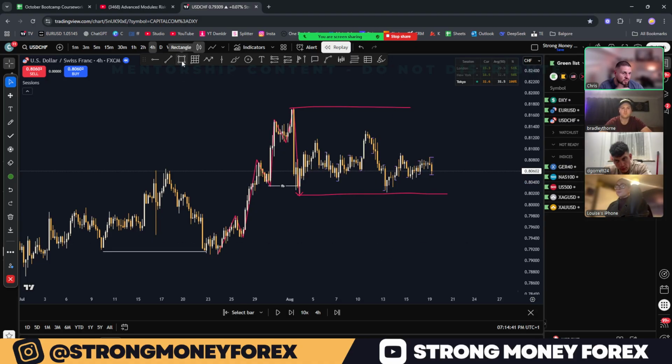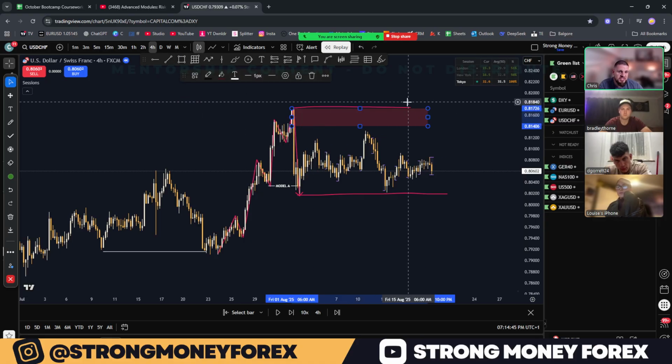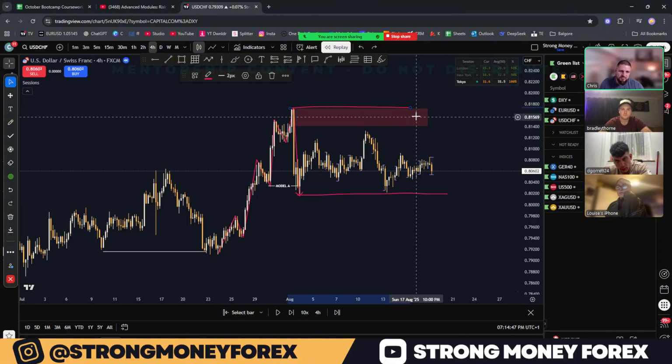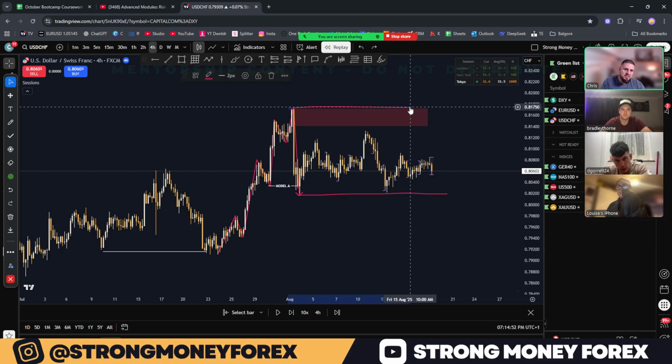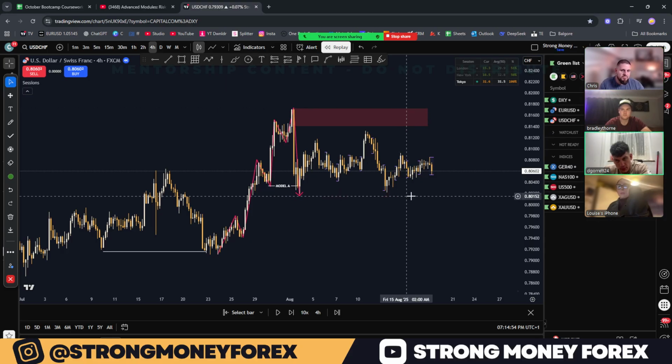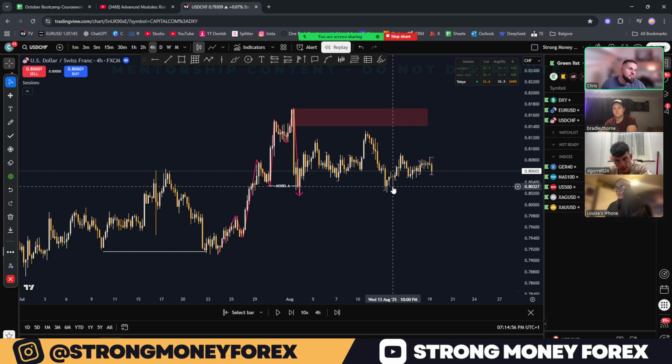A Model A, by the way, is just a higher time frame false break trap, okay? I can draw my trap on. Let's just get rid of these lines. Come on, get rid of these. Model A and Model B, a new thing, is it? Yeah, it's from the May bootcamp.